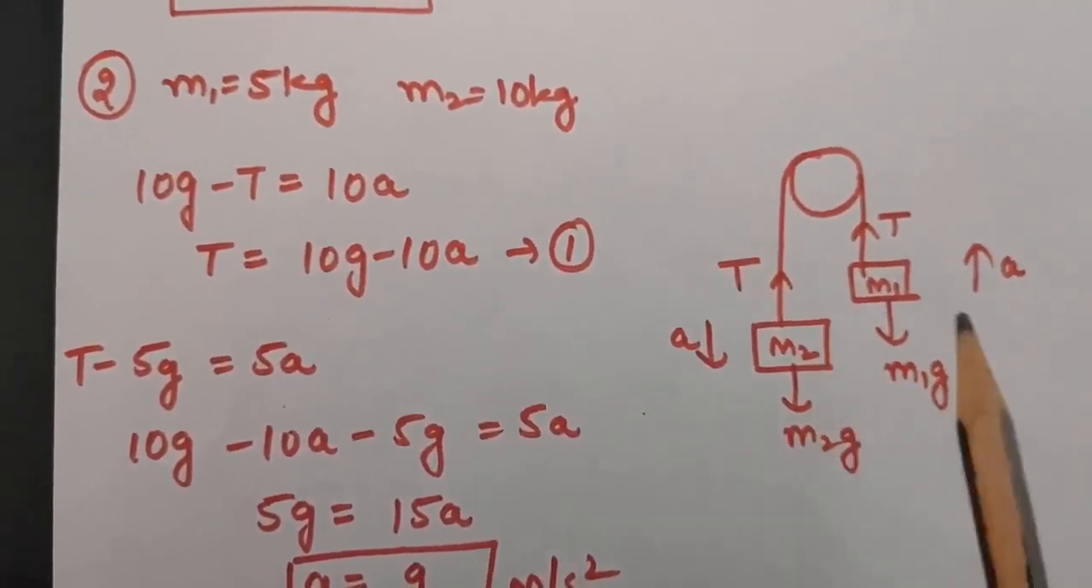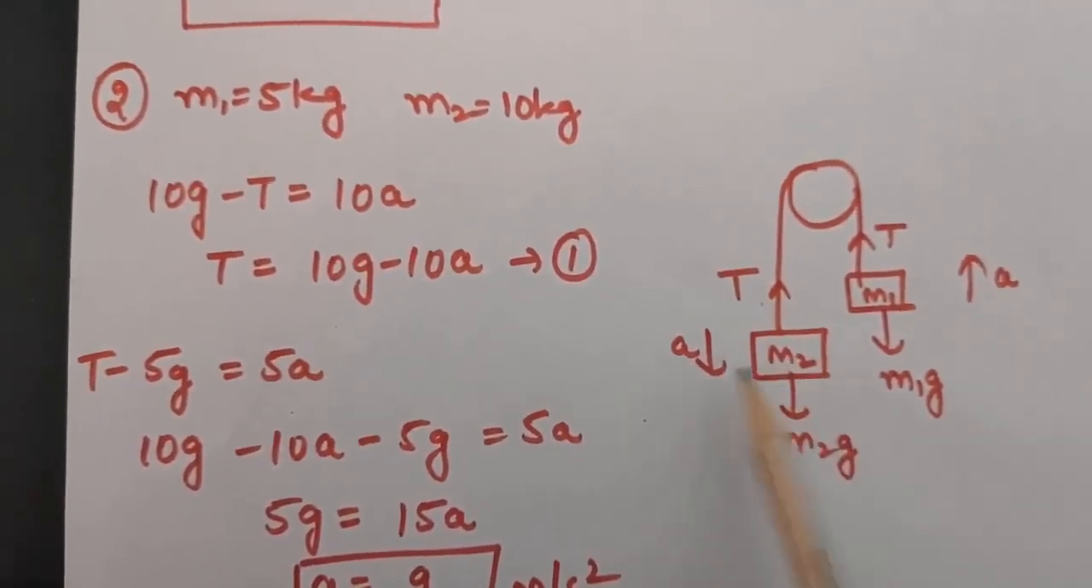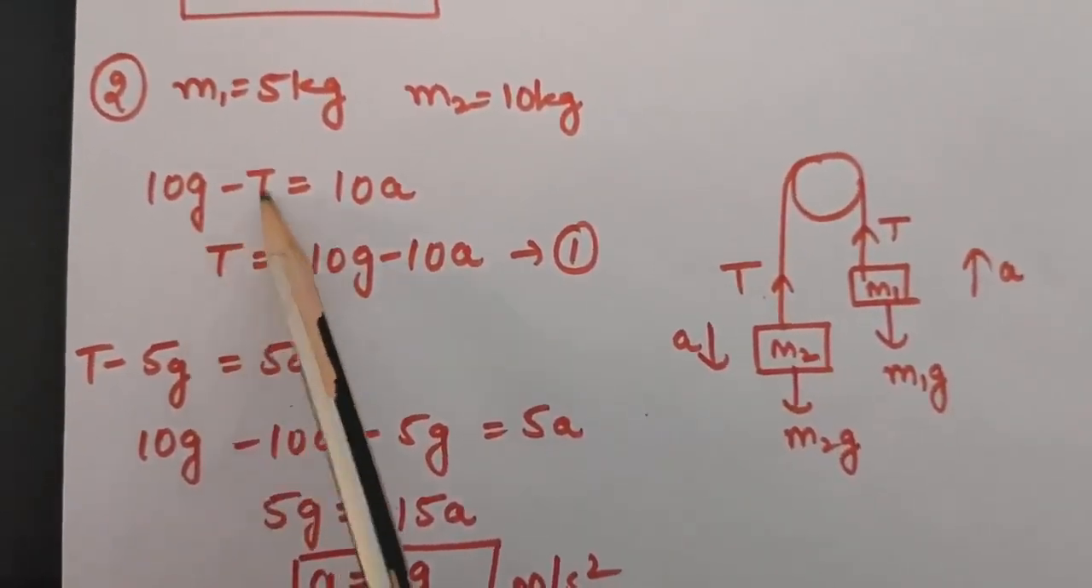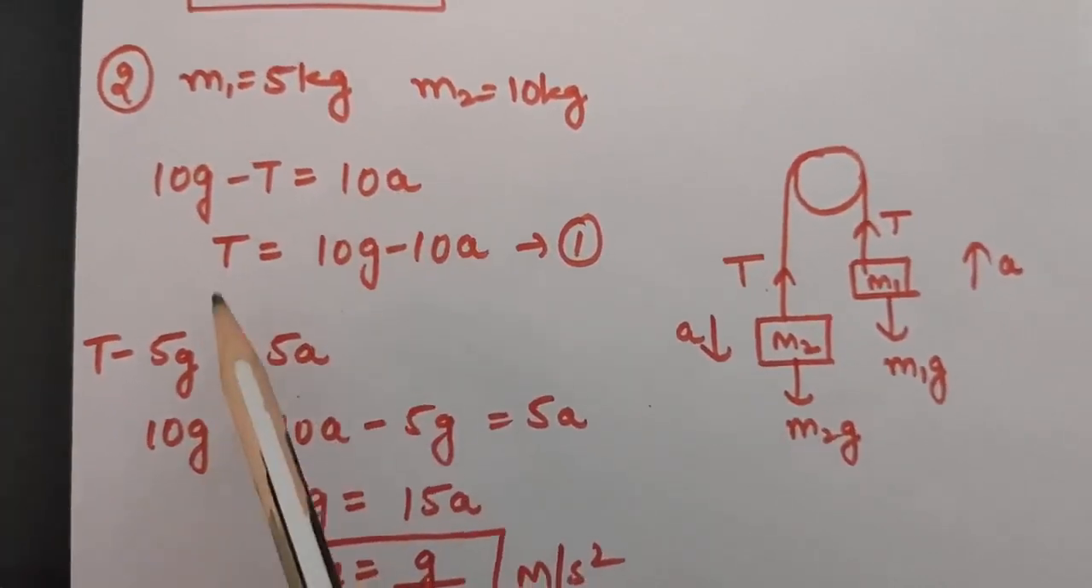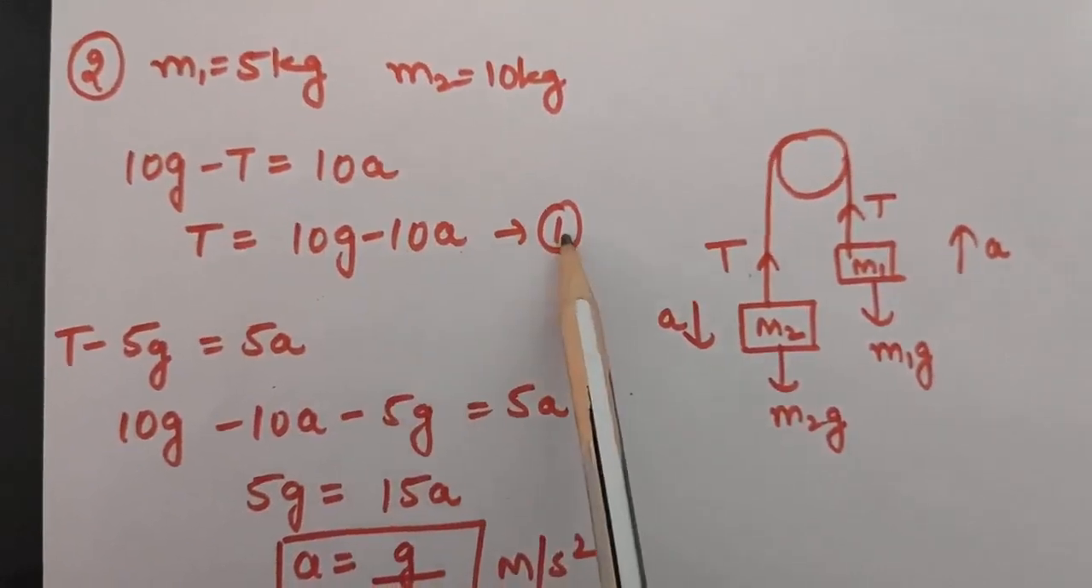Okay, now forming the equation of motion, for M2 it will be M2G minus T is equal to M2A, that is 10G minus T is equal to 10A. From here, calculate the value of tension, that will come to be 10G minus 10A. Mark it 1.